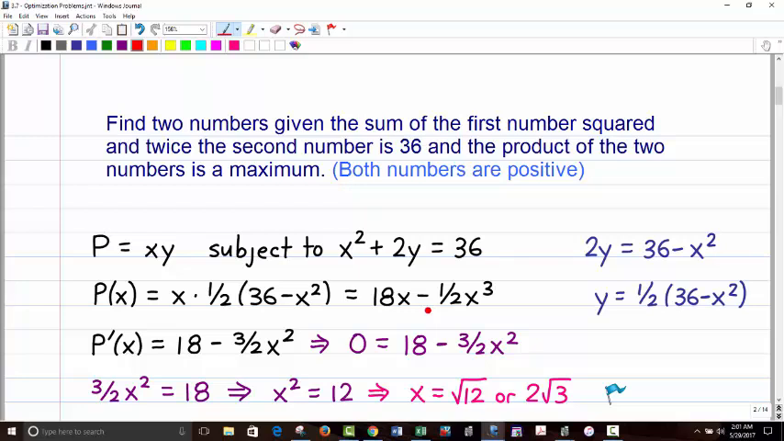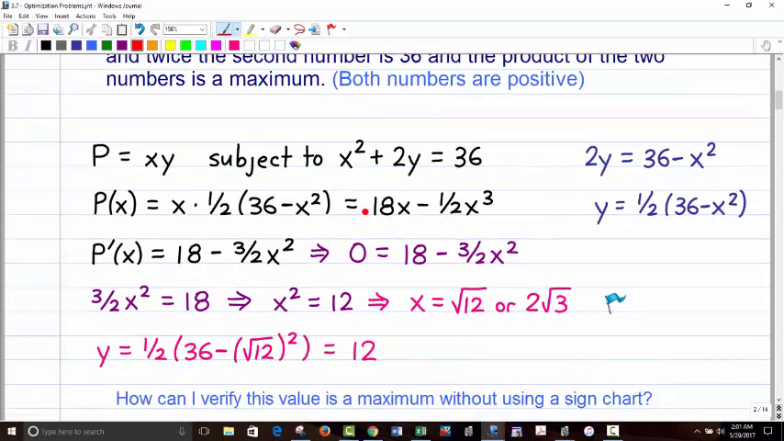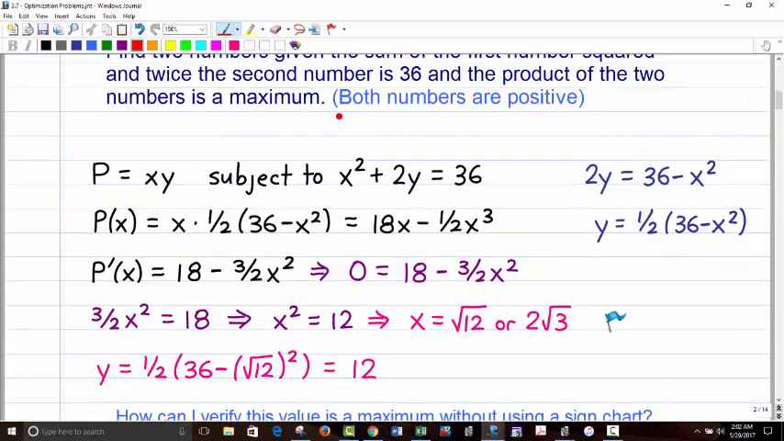So let's take the derivative and see what we got here. The derivative of this would be p prime of x equals 18 minus 3/2 x squared. To find our critical number, we'll set that equal to 0. And then you'll end up with x squared equals 12. In other videos, I've made a big deal about don't forget the plus and minus when you solve this kind of equation. Well, in this case, that's not necessary because the problem is defining these both as positive.